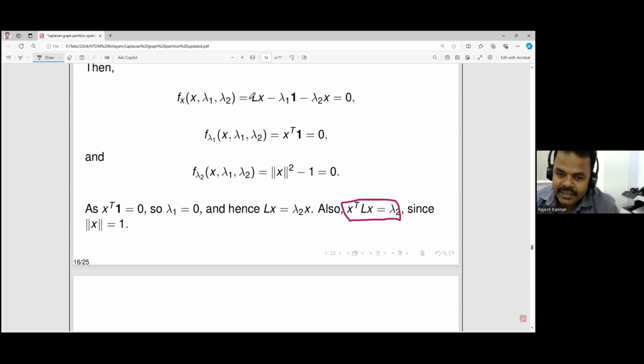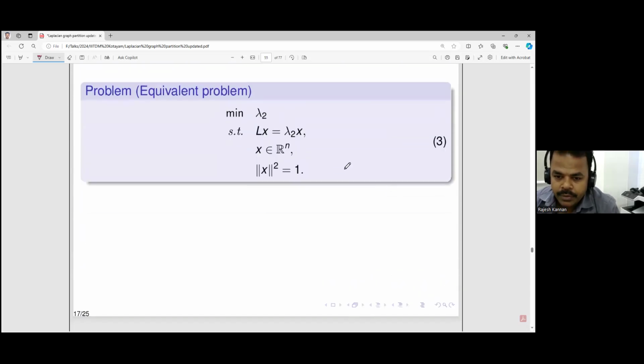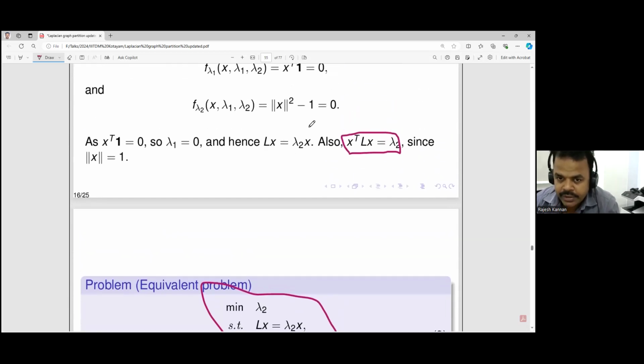Okay, means like x transpose, if you pre-multiply with this quantity, we are going to get x transpose Lx equal to lambda 2. Okay, so the equivalent problem is just I want to minimize this lambda 2, where lambda 2 I'm getting from here. This is the x transpose Lx. In fact, one can show that this is the second smallest eigenvalue of the Laplacian. Okay. So the first smallest eigenvalue, that is always equal to 0.